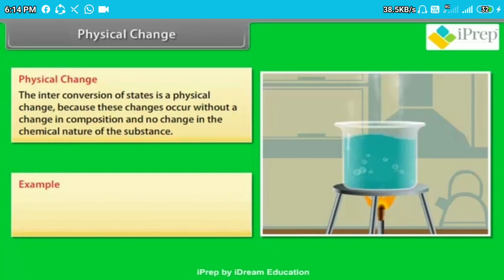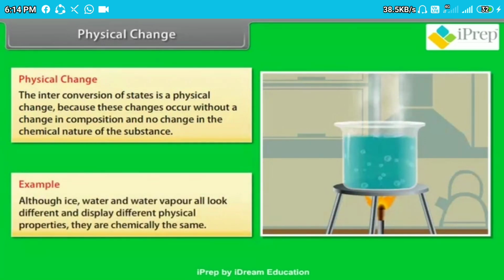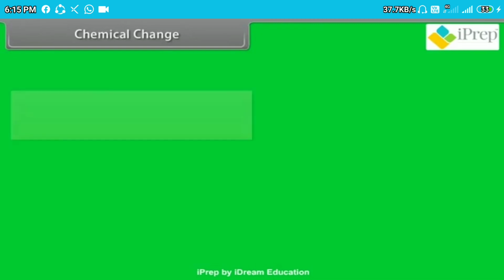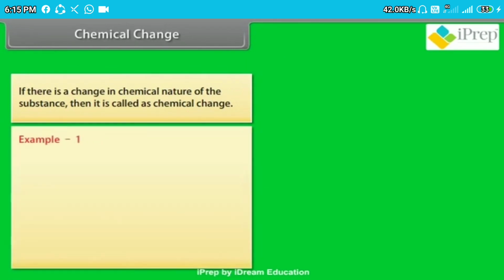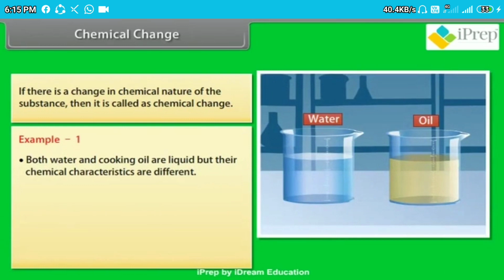For example, although ice, water, and water vapor all look different and display different physical properties, they are chemically the same. Chemical change. If there is a change in the chemical nature of the substance, then it is called a chemical change. Example 1. Both water and cooking oil are liquid, but their chemical characteristics are different. They differ in odor and inflammability.